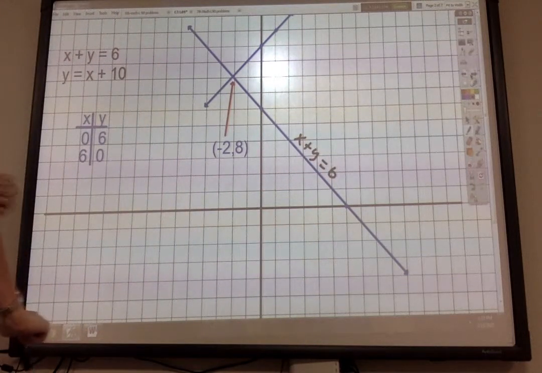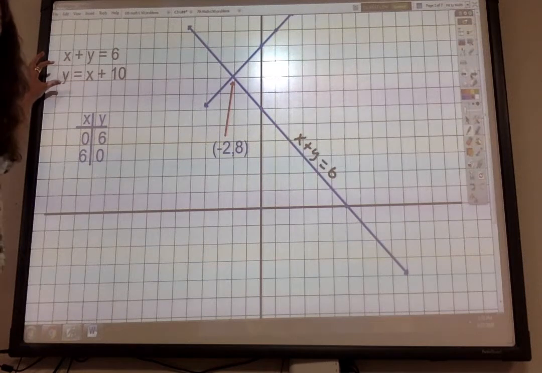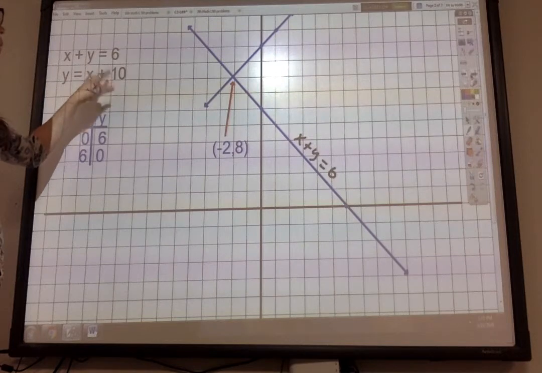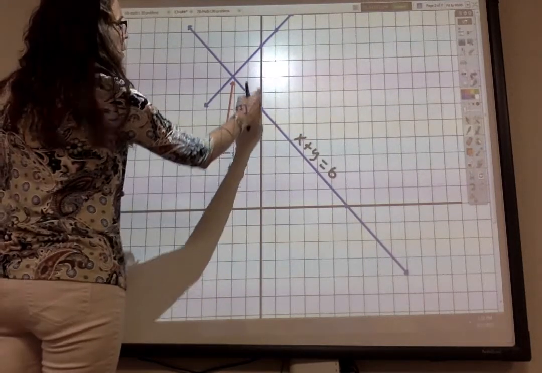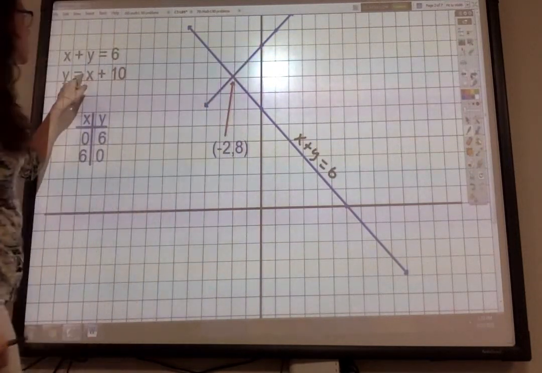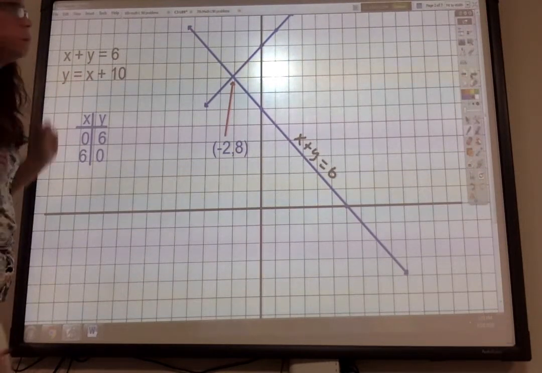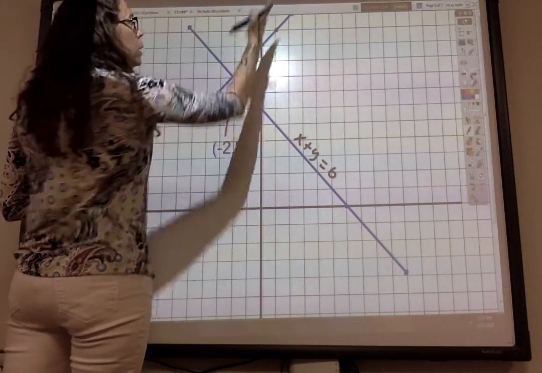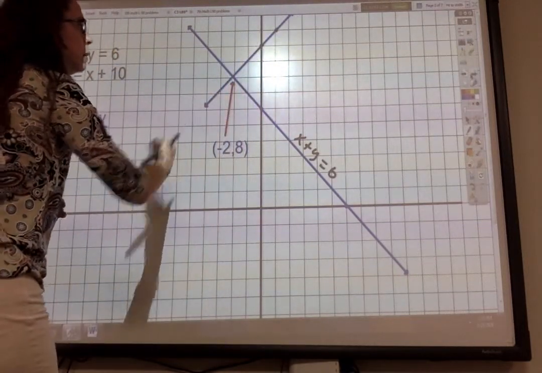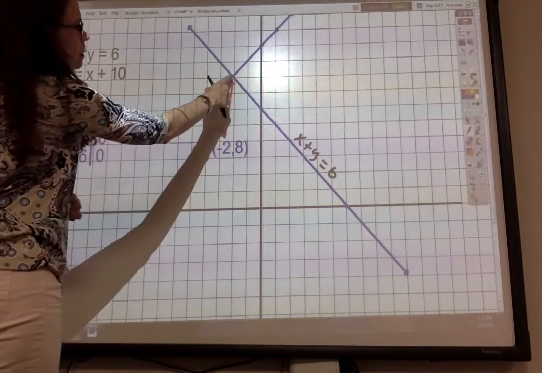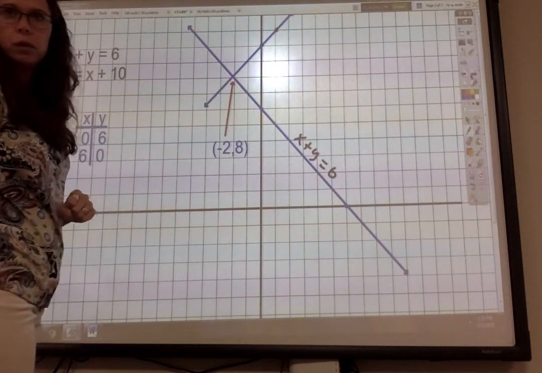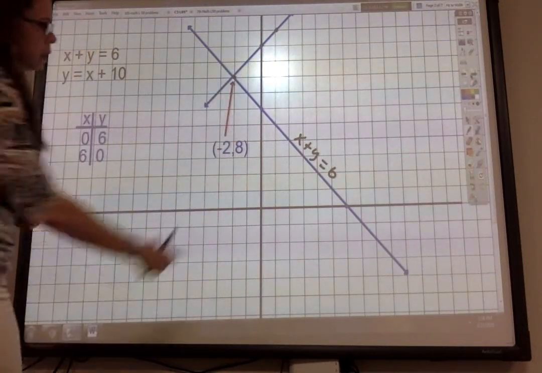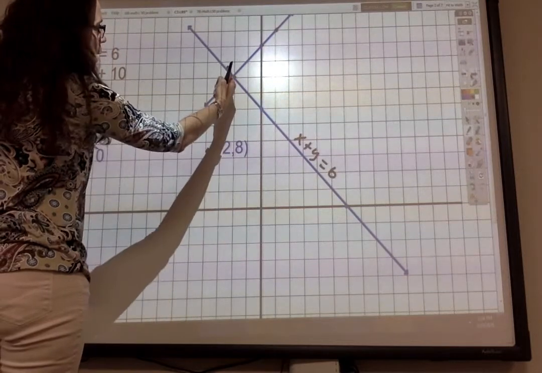Now my second equation is already in slope-intercept form. So I know that in this equation, my y-intercept is at positive 10. It's up here, positive 10. My slope, there's no number, so it's assumed to be 1. From my positive 10, I'm going to rise 1 and run 1. That gives me my second point. I make my line, and then I see where the graphs of my lines cross. They cross here at this point. They cross at (-2, 8).